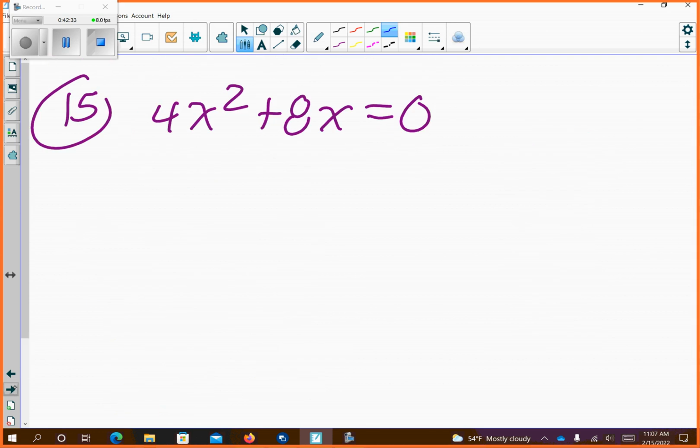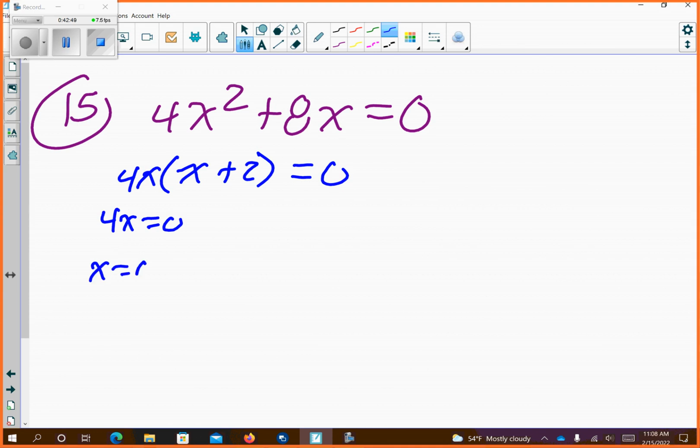All right, number 15. All we can do on this is we have a greatest common factor. The reason we're not plugging the 0 in is because I have an x term. So I'm going to factor out between those a 4 and an x. That leaves me x plus 2. It's equal to 0. So set 4x equals 0. Divide each side by 4, so x equals 0. x plus 2 equals 0. Subtract 2 from both sides.